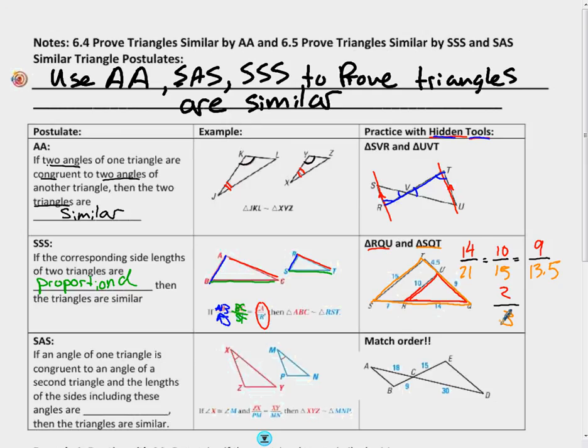Trina? Huh? I added 14 and 7 together to get 21. Oh, sorry, 7. Side angle side.